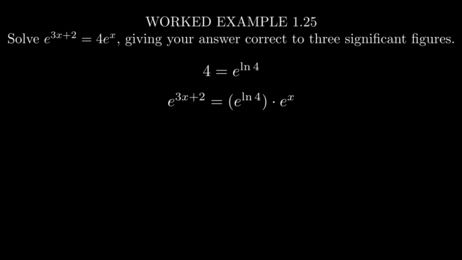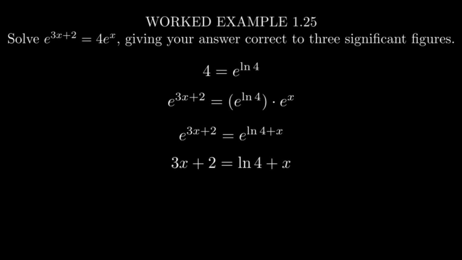On the right side, we are multiplying two powers with the same base, e. We can use the exponent rule, a to the m times a to the n equals a to the m plus n, to combine them. So the right side becomes e to the power of ln 4 plus x. Now we have a much nicer equation. We have a single power of e on both sides. Since the bases are the same, the exponents must be equal. This allows us to set the exponents equal to each other: 3x plus 2 equals ln 4 plus x.